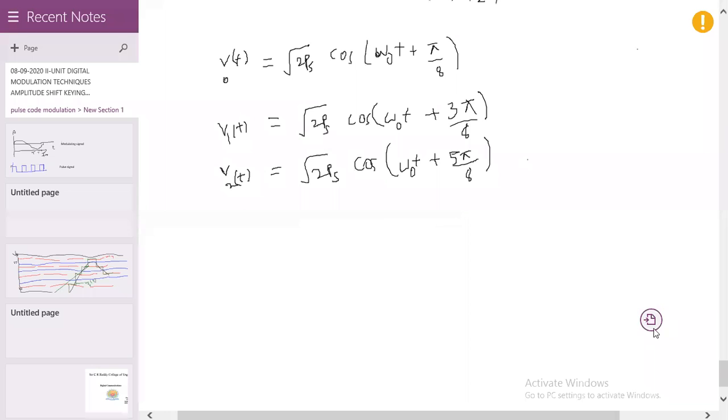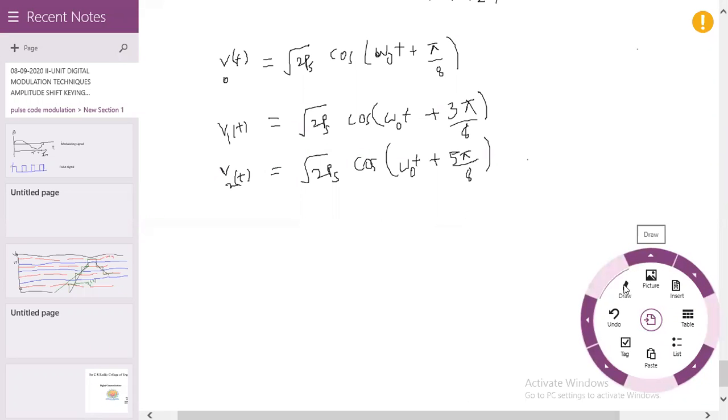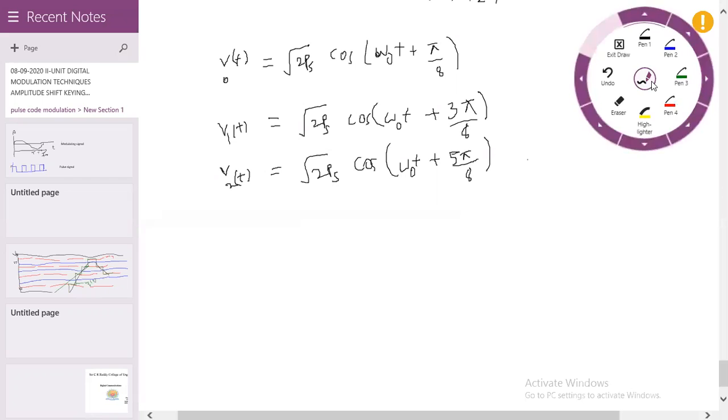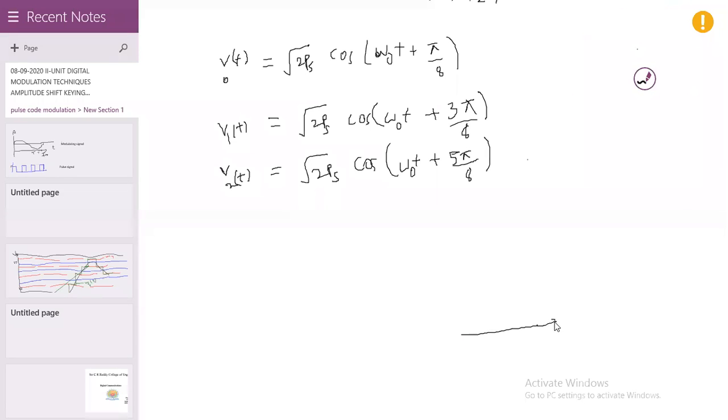Okay? Now here we can draw the constellation diagram. Same pen like this. So here is the constellation diagram for this one. This is u1 of t, and here we can indicate the perpendicular. This is u2 of t. These are the references.